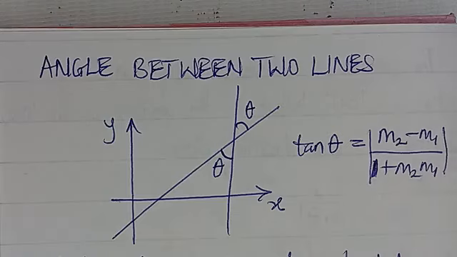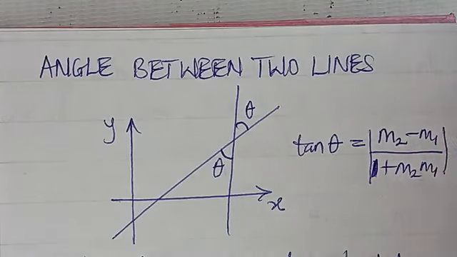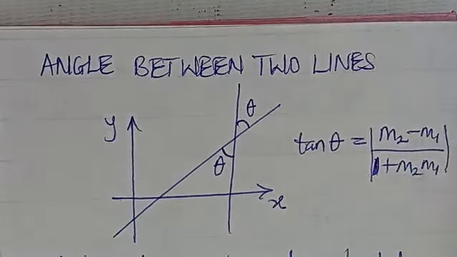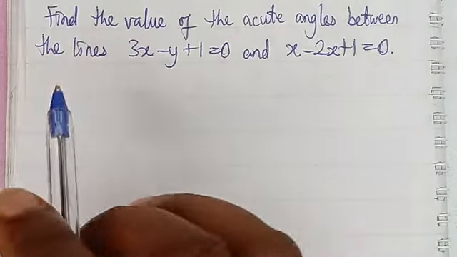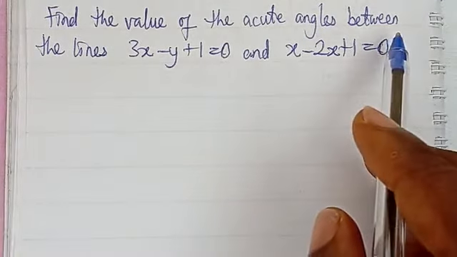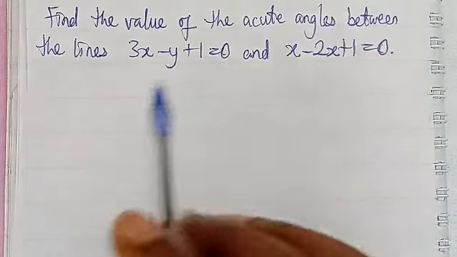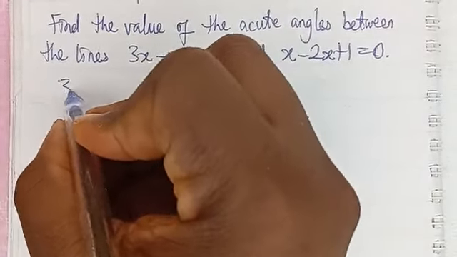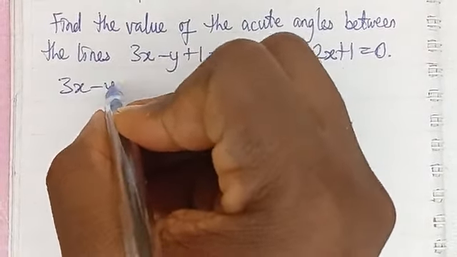Now we are going to be using examples to see how we use this formula. And we are going to be seeing some of the implications that arise from this relationship. Here we've been asked to find the value of the acute angle between these lines. So let's first of all write out the equations of the straight lines.